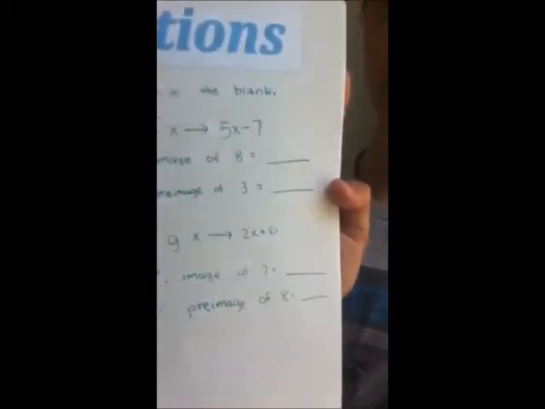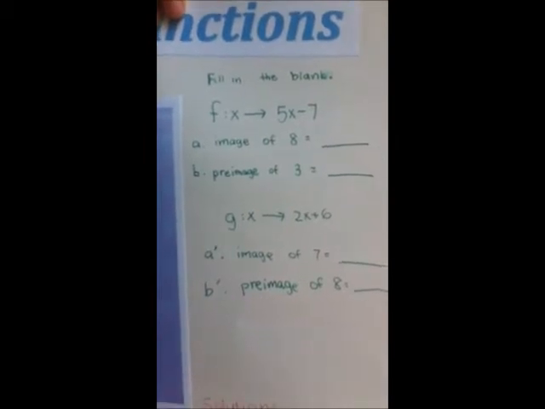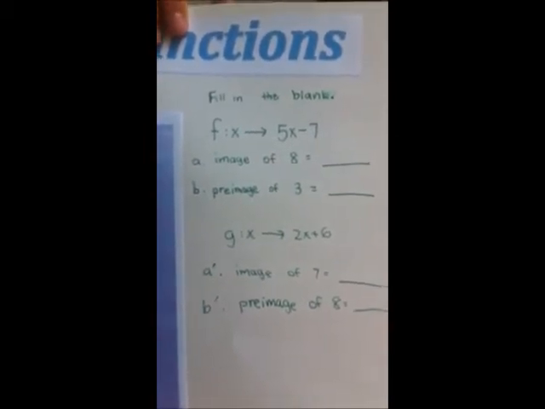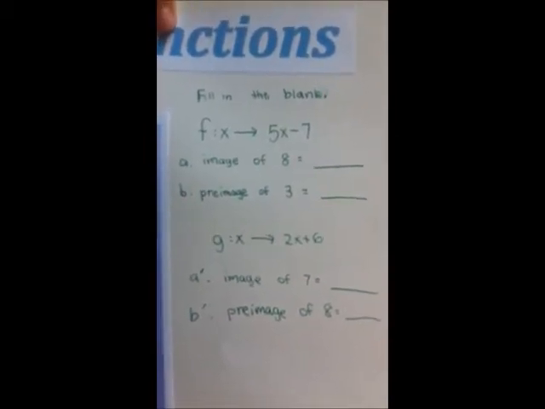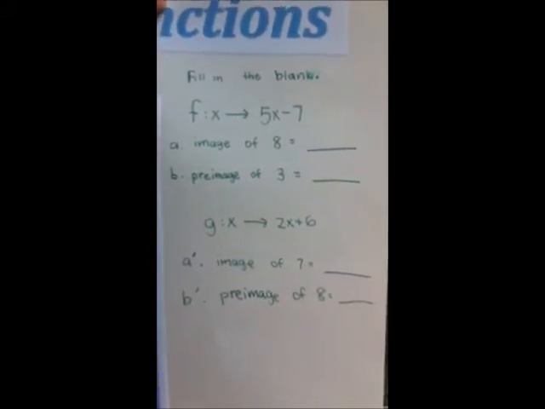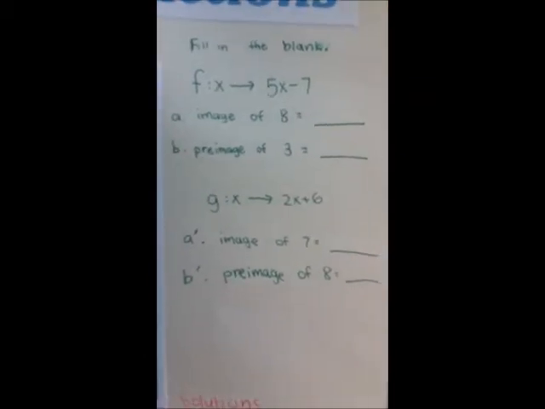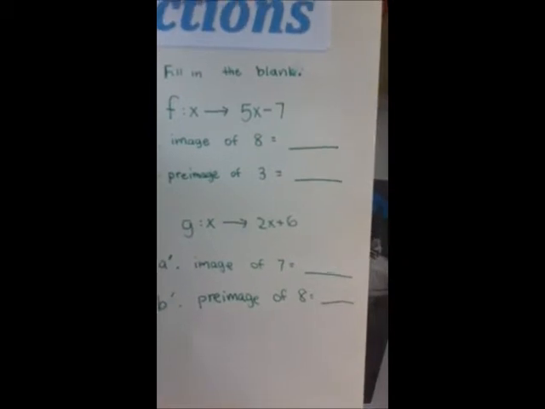So we got examples. Fill in the blank. F of x maps 5x minus 7. A, image of 8. B, preimage of 3. G of x maps 2x plus 6. A prime, image of 7 equals. B prime, preimage of 8 equals.